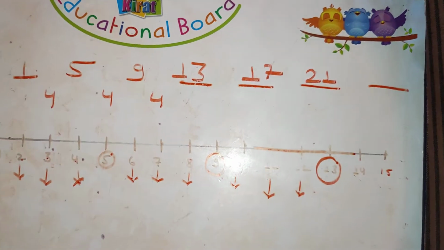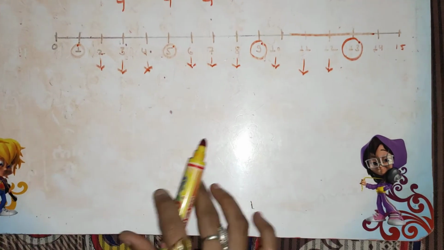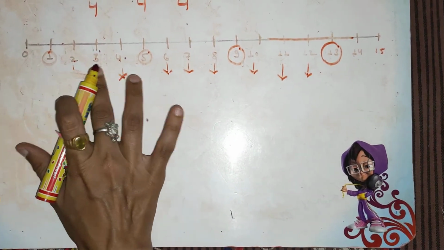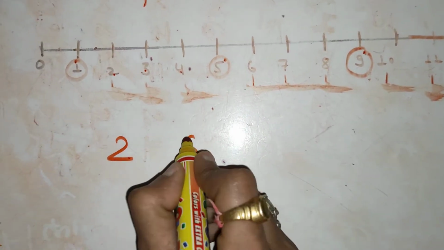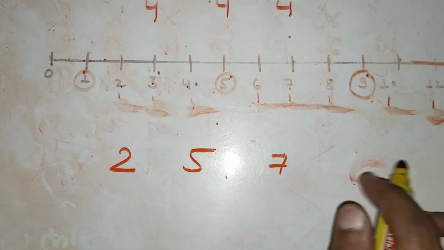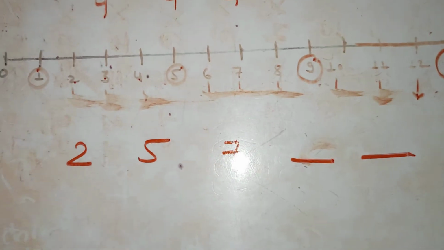This concept is actually used in class 2. In class 1 this is not there, but still you just try to understand the concept. Or suppose I am taking another series, like 2, 5, 7, 9. Now you just find out the next 4 numbers if the question is like that. So how can you get the answer?